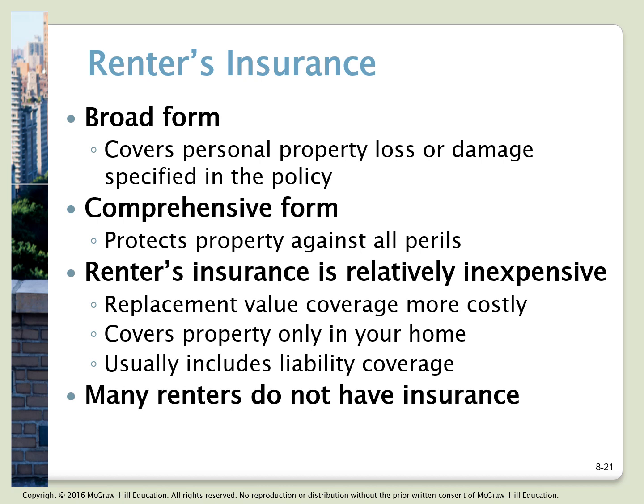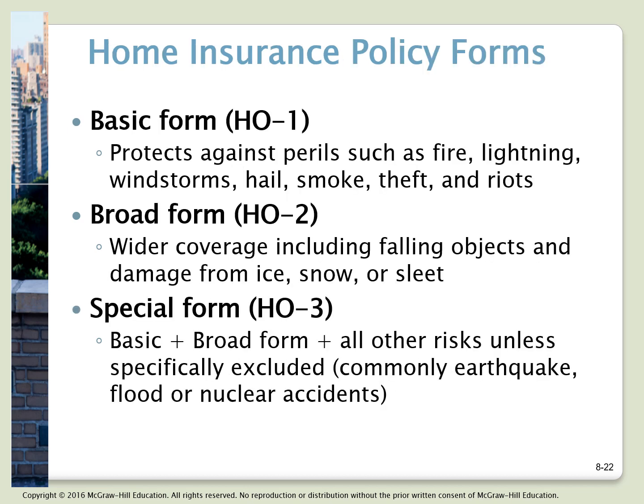Renter's insurance, moving on. Broad form covers personal property loss or damage specified in the policy. Comprehensive form protects property against all perils, all things that could go wrong, so to speak. Renter's insurance is relatively inexpensive, as I mentioned before. Replacement value coverage is more costly. It covers property only in your home, and usually includes liability coverage. Many renters do not have insurance, and this is a mistake, frankly. The cost is relatively low, and you should certainly have it if you're renting, because things can happen in your apartment just as easily as they can in a home.